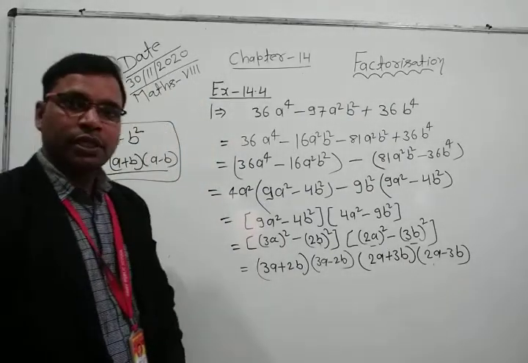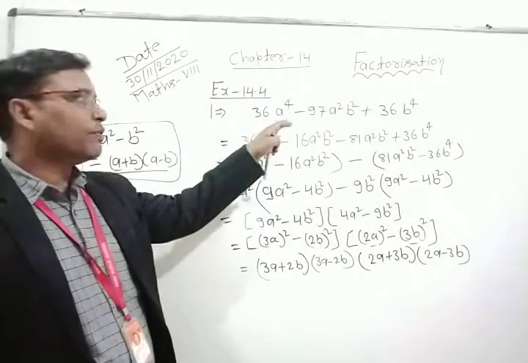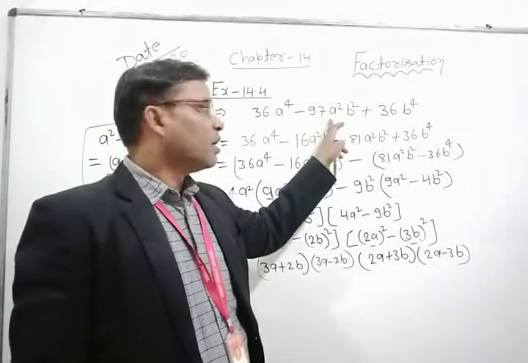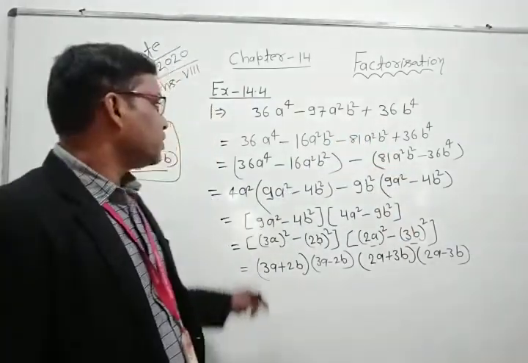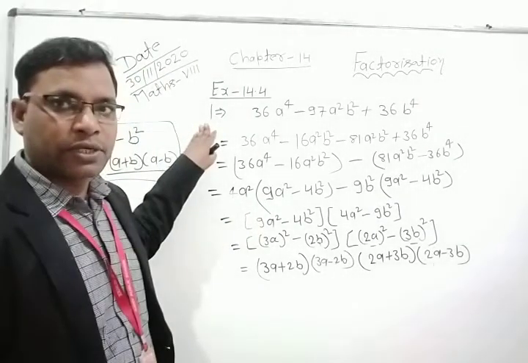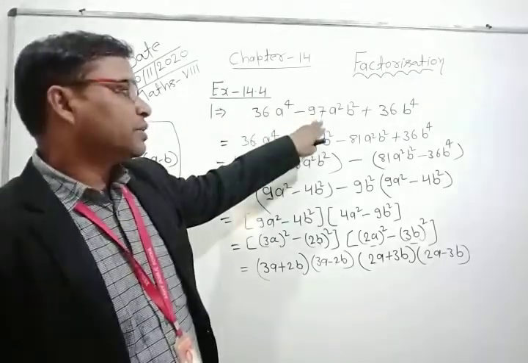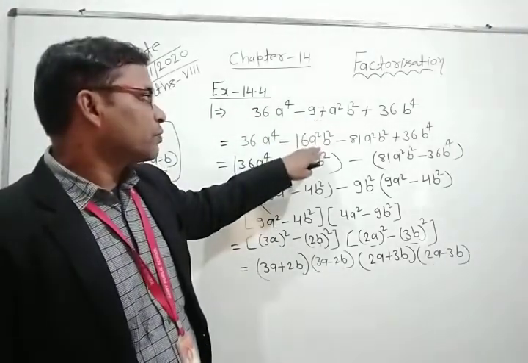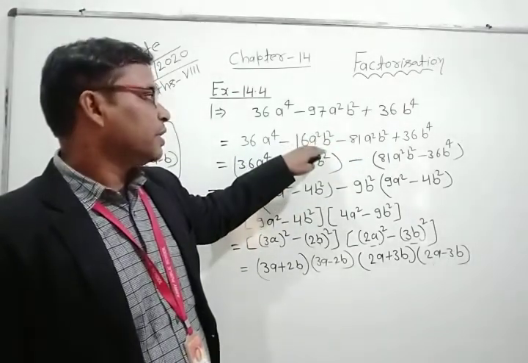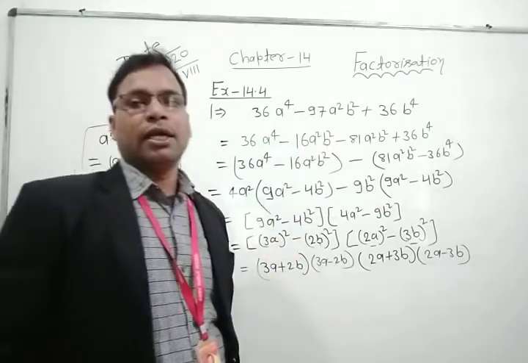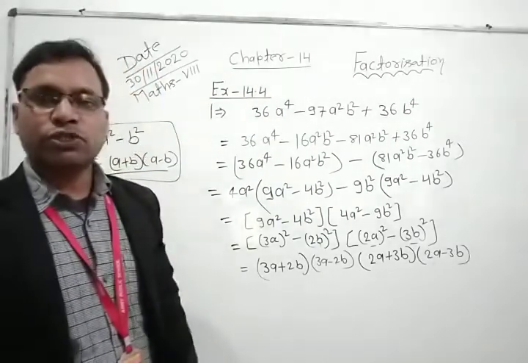This is clear. So student, in this question it is given that 36 a to the power 4 minus 97 a square b square plus 36 b to the power 4. This is a trinomial. We need to find its factors. Okay, but here there is no common factor between them. So we split these terms. Okay, 16 and 81. If you sum them, 16 a square b square and 81 a square b square, this becomes 97 a square b square.